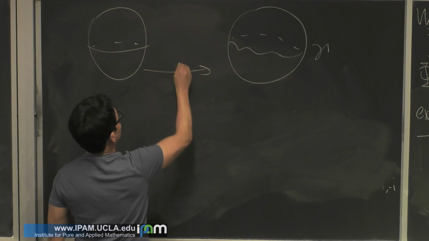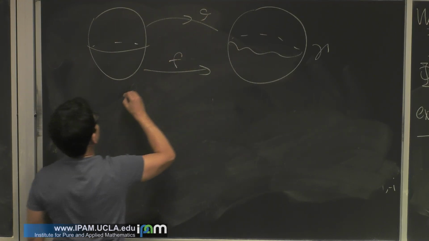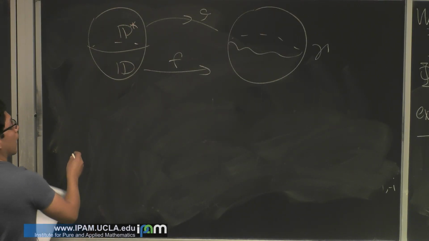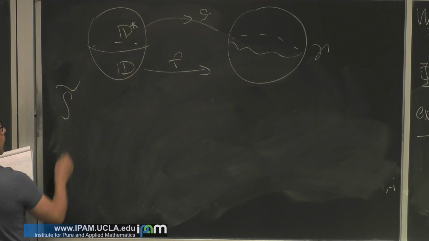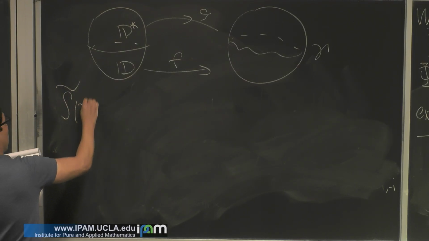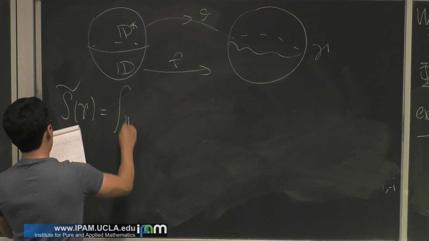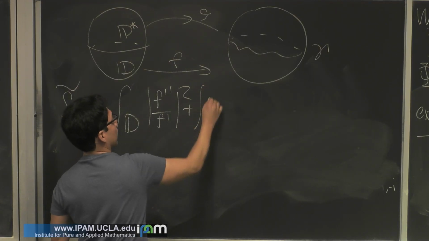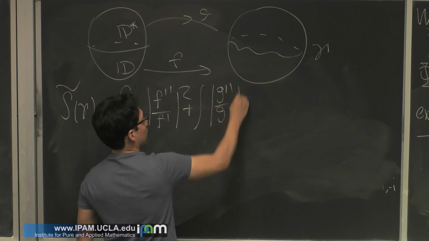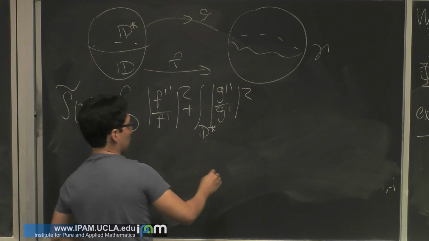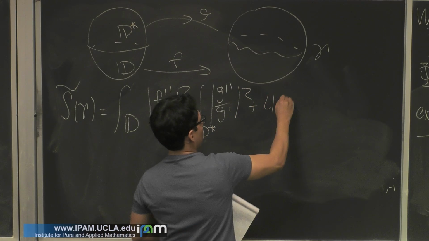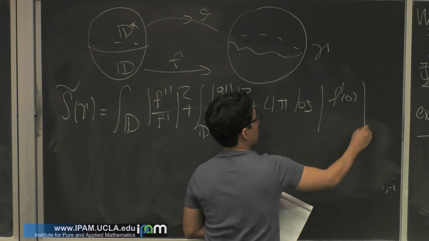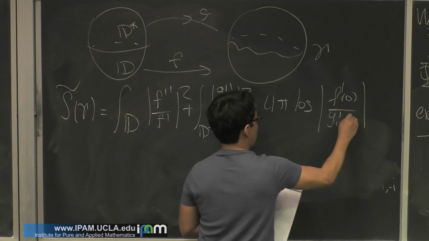So once I have this, then for each component through uniformization, I have a uniformization map f defined from the disk, and g for the complement of the disk, and the associated universal Liouville action for this curve defined as the following. You integrate this over the disk, you integrate this function of g over the complement of the disk, then you have this normalization factor 4 pi log derivative of f at 0, derivative of g at infinity.